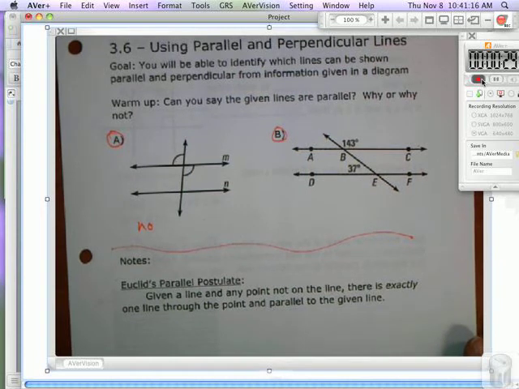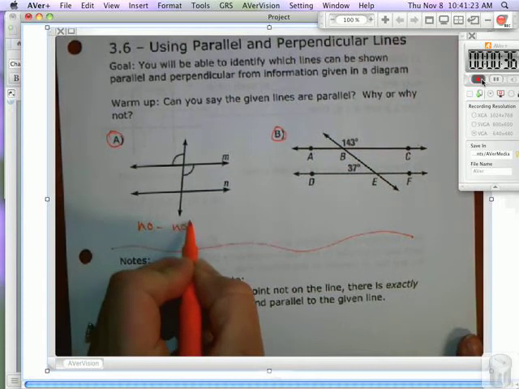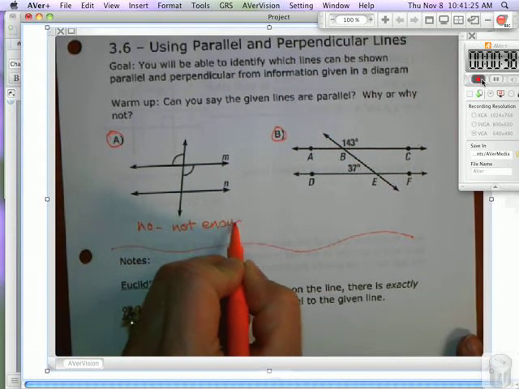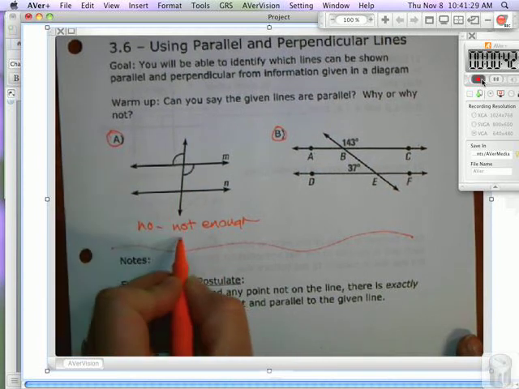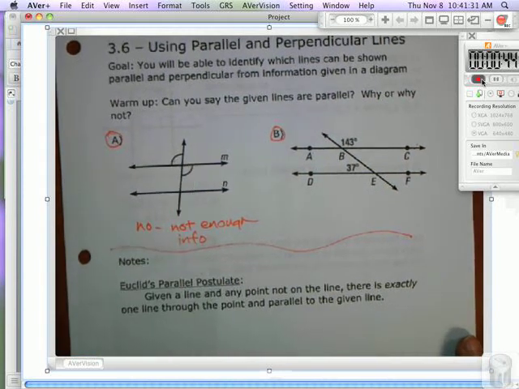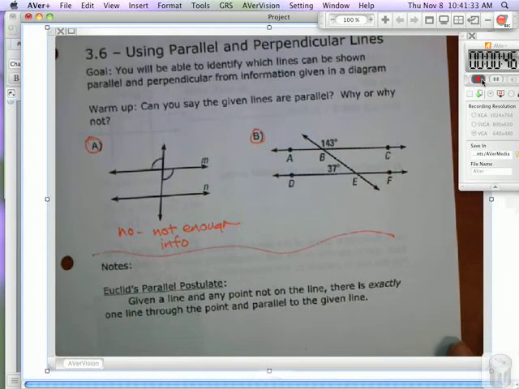They're not corresponding. They're not consecutive. They're not alternate interior, alternate exterior. There's not enough information. There's nothing on this line to say anything about anything, so I cannot say that they are parallel. Oh, look at this one. I think I just covered that one in the homework.